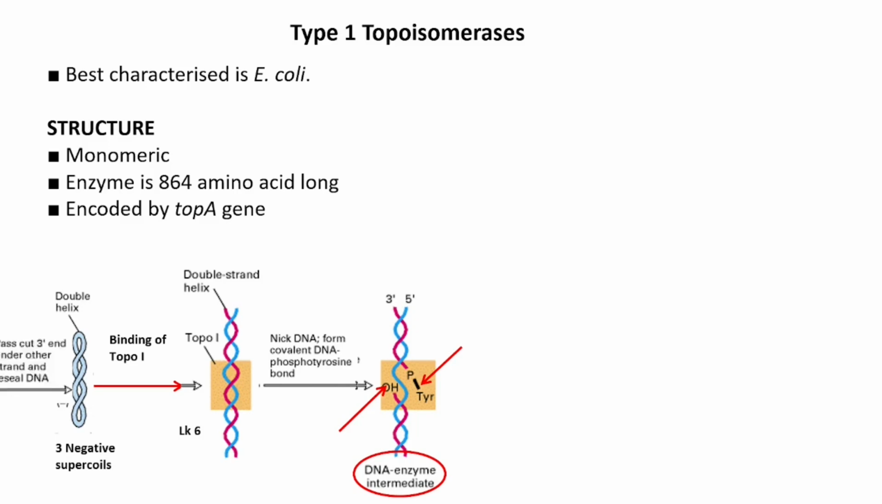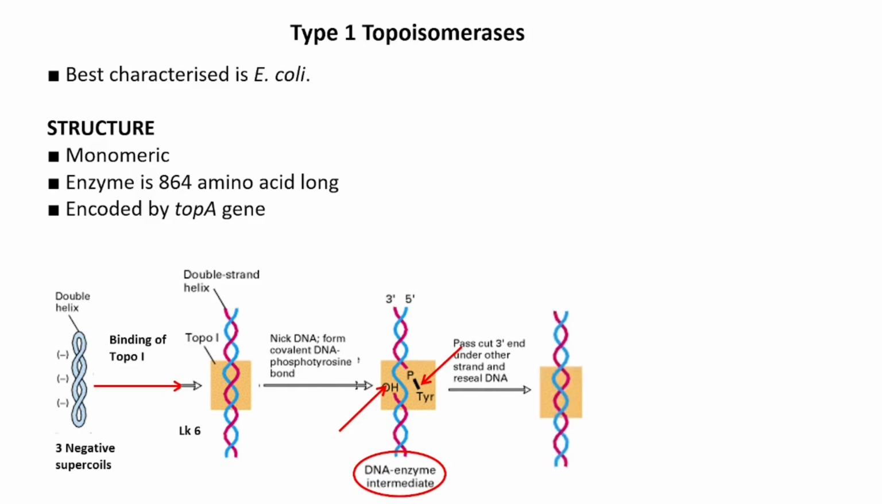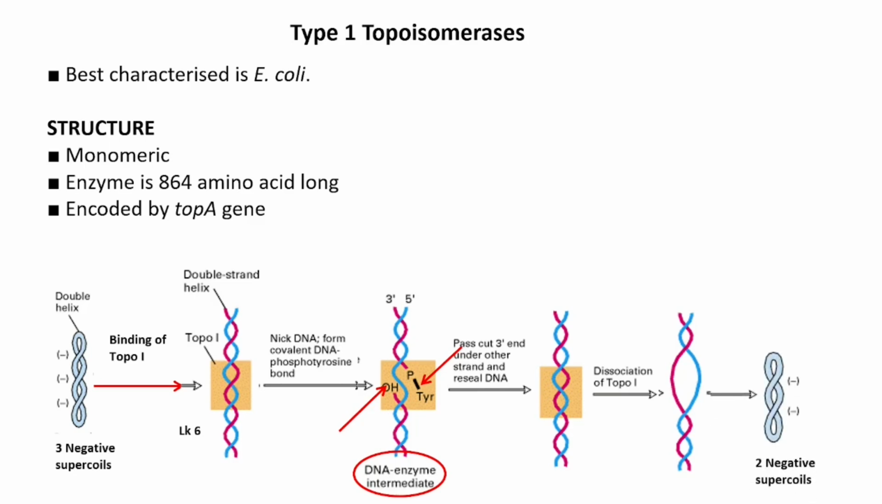The enzyme passes the intact single-stranded loop through the resulting gap and reseals the gap. This results in twisting DNA double helical structure by one turn. This time, the phosphotyrosine bond is broken and the energy is utilized to form the phosphodiester bond again. The enzyme dissociates, the linking number is reduced by 1 and the negative supercoils are decreased by 1.